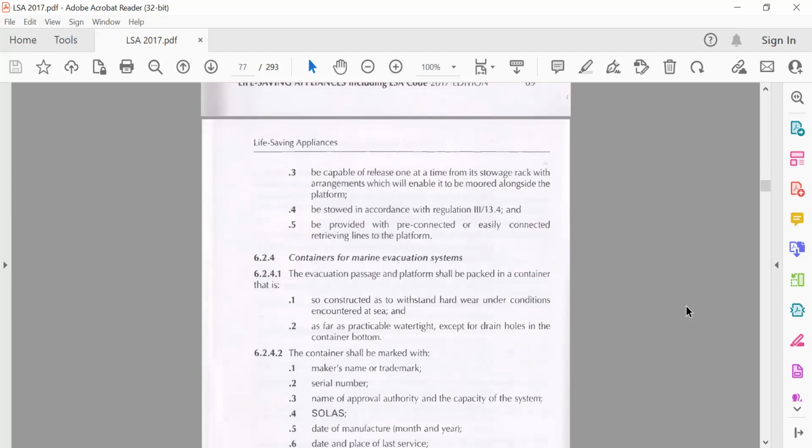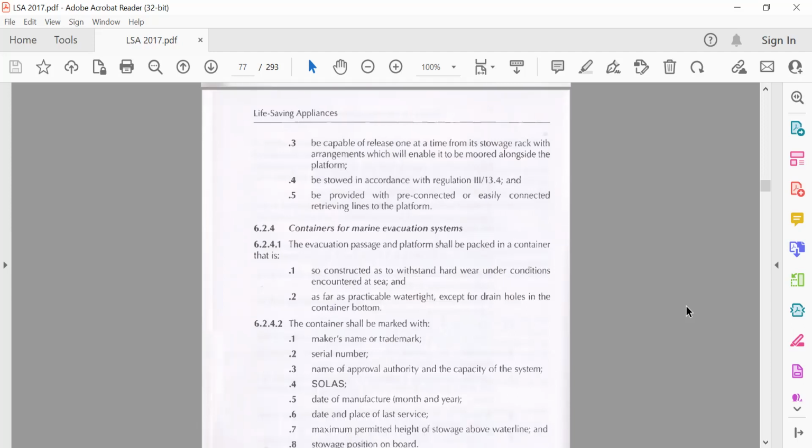Also, containers for marine evacuation system says the evacuation passage and platform shall be packed in a container that is, one, so constructed as to withstand hard wear under conditions encountered at sea, and as far as practicable, watertight, except for drain holes in container bottom.